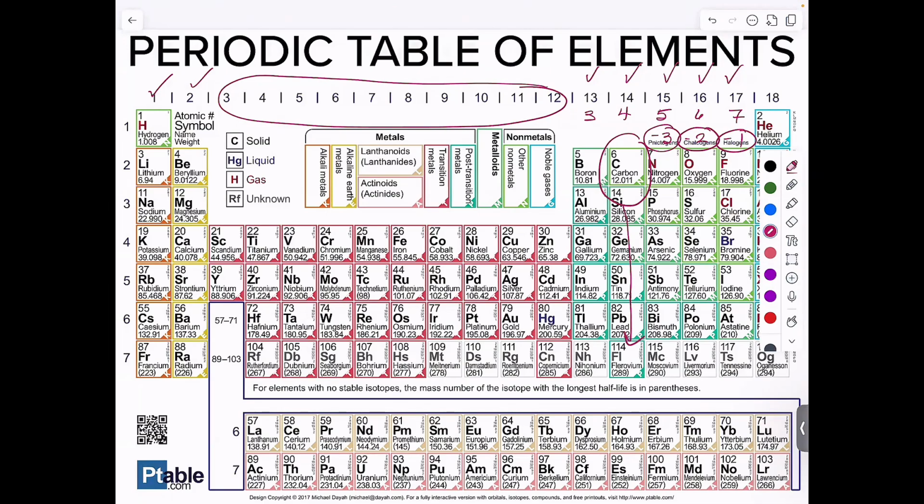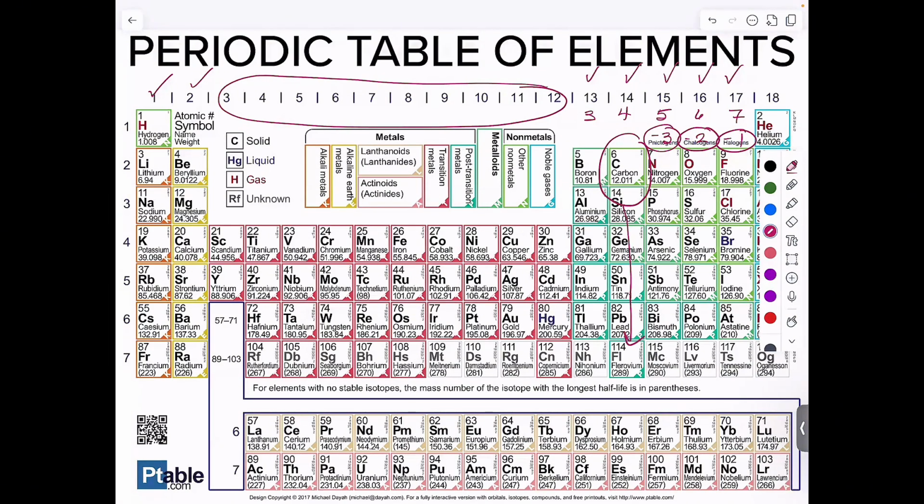Okay, so 5, 6, and 7 represent the number of electrons in their outer shell. We also call that the valence shell. And then the negative charges just reflect the charge that they'll have once they take on those extra electrons, and change the overall net charge of how they are existing.